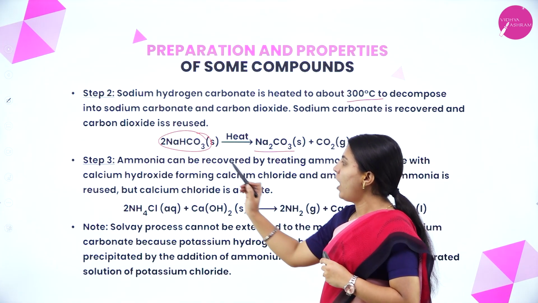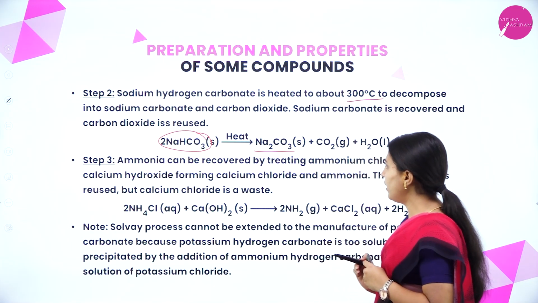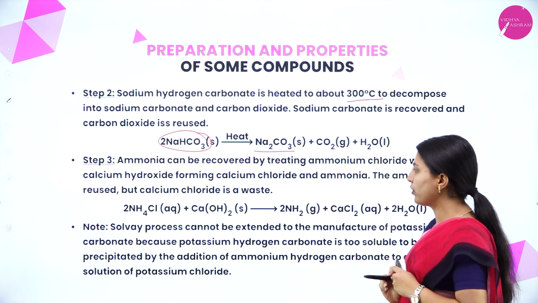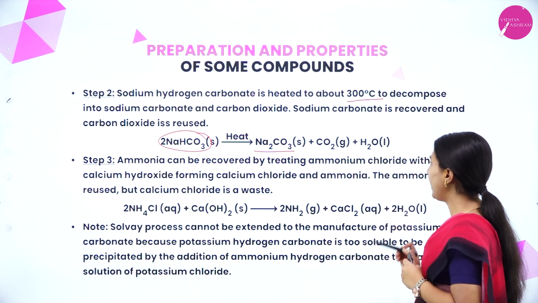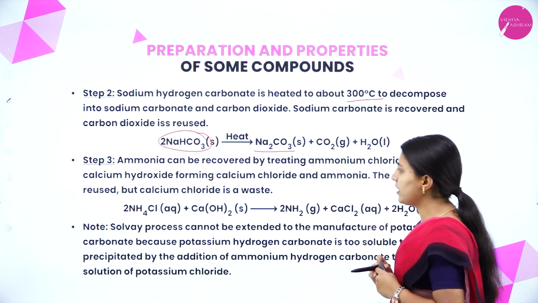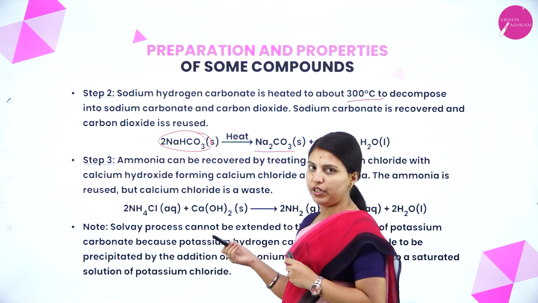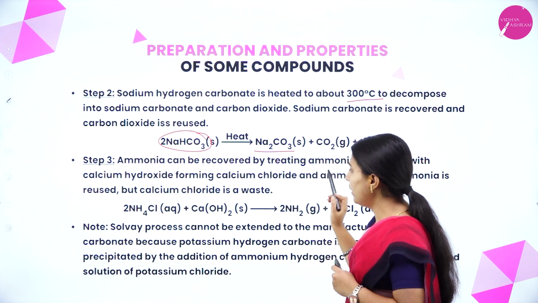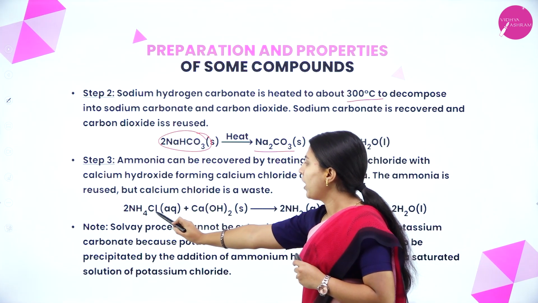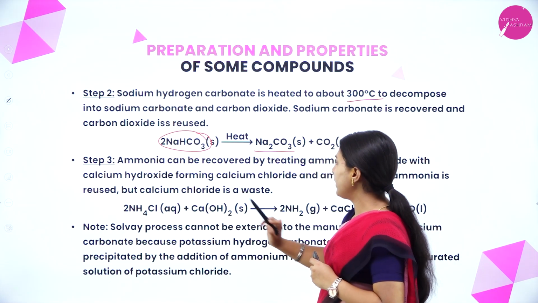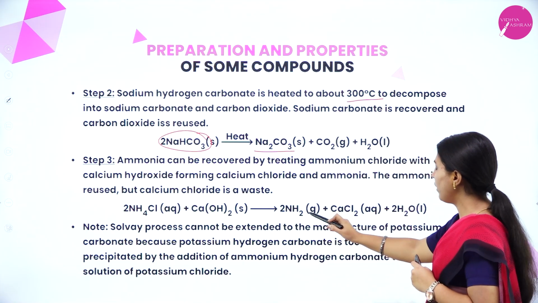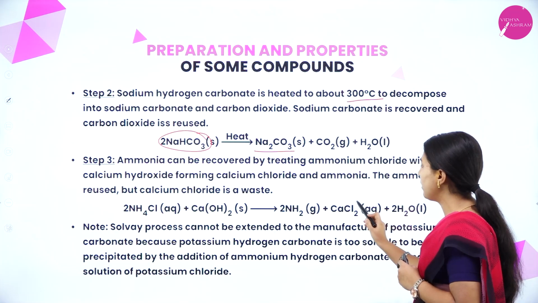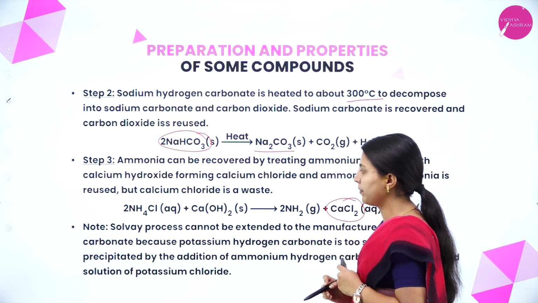In step 3, ammonia can be recovered by treating ammonium chloride with calcium hydroxide, forming calcium chloride and ammonia. The ammonia is reused, but calcium chloride is a waste. Here we got ammonium chloride that will be treated with calcium hydroxide. Here ammonia will form, and calcium chloride and water. But here calcium chloride is a complete waste.